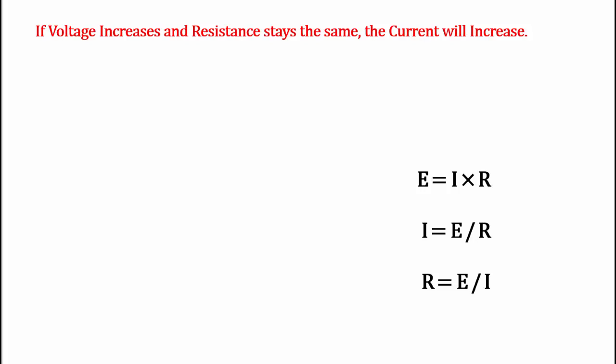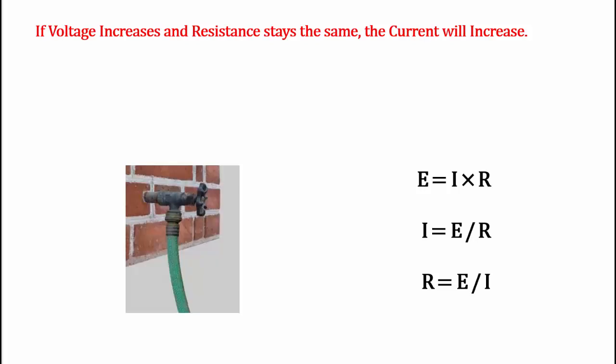Think of this as your garden hose. If voltage is the pressure and resistance is the restriction, if I was to turn up the knob on the hose to allow more pressure, as long as the hose diameter stayed the same, if I put more pressure, I would get more flow, and current is the flow. So all it means electrically is the same thing. If we increase the pressure or the voltage and the restriction or resistance stays the same, then the flow of electricity will increase, which is the current.